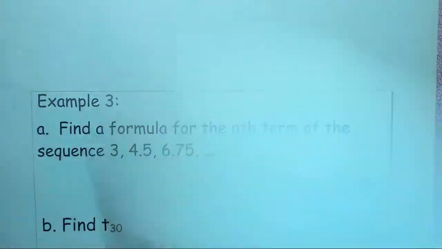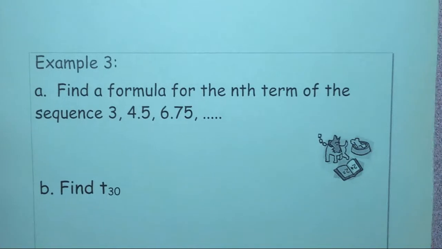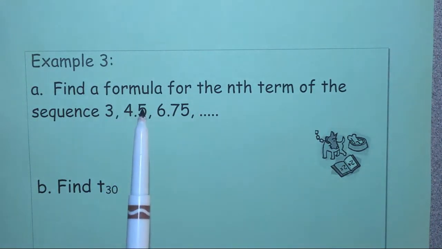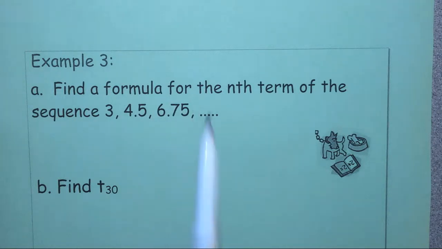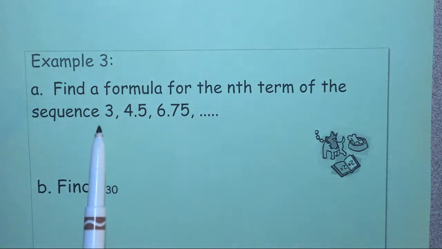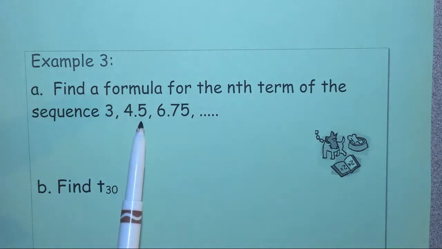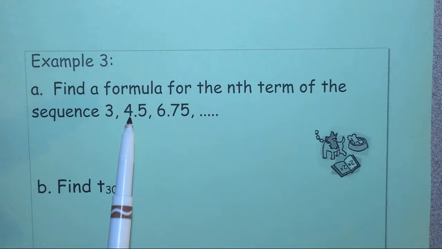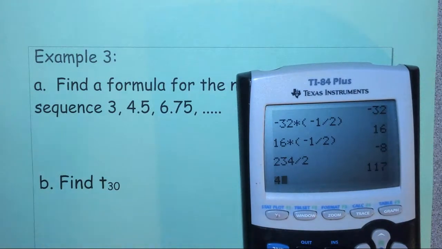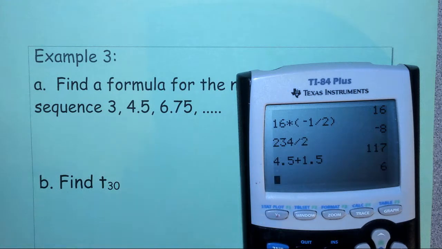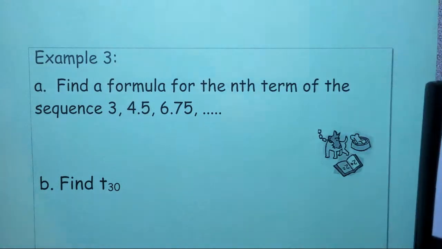That was example 2. We're going to do it one more time. This time the sequence we're dealing with is 3, 4.5, and 6.75. I always check to see if it's arithmetic first. So 3 plus what is 4.5? Well, 1.5. 3 plus 1.5 is 4.5. Is 4.5 plus 1.5 going to give me 6.75? Nope. So it's not arithmetic.